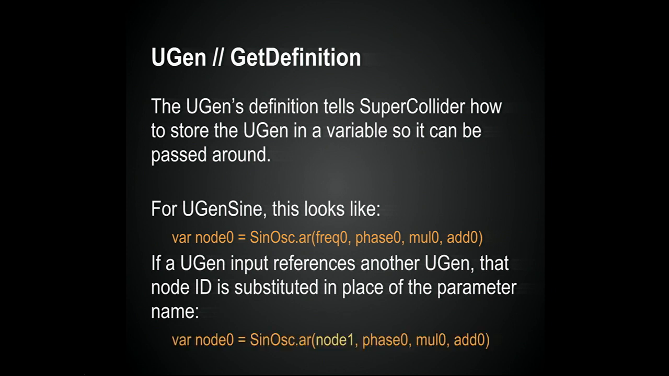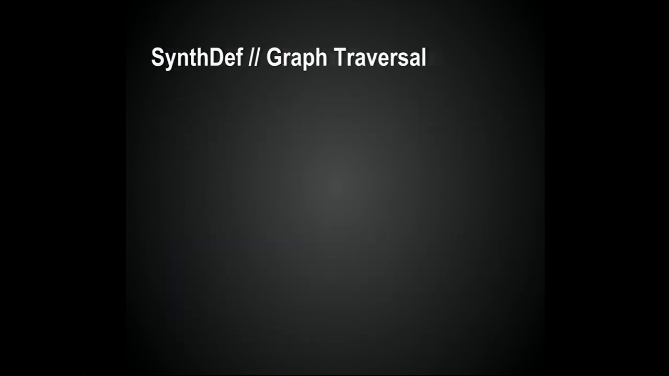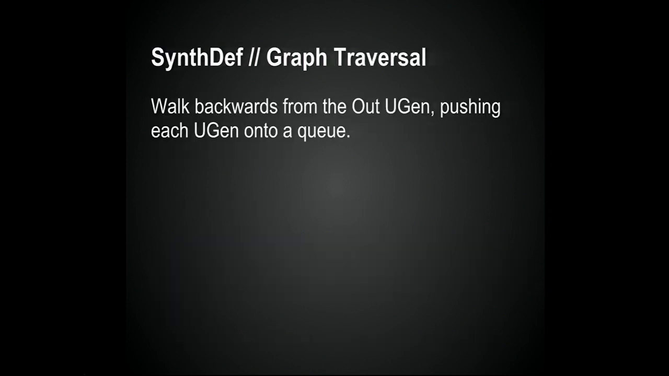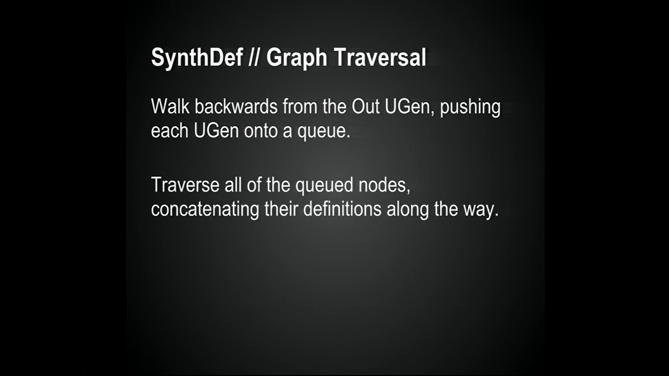Oh, and if the UGen input is being fed from another unit generator, then it just pulls that node ID and sticks it in place of the argument. And that's how things get chained together. And so once this graph is all assembled, we start at the very end and walk backwards and push all of these unit generators onto a queue. And then we walk it from the front to the back, and we concatenate all the strings.